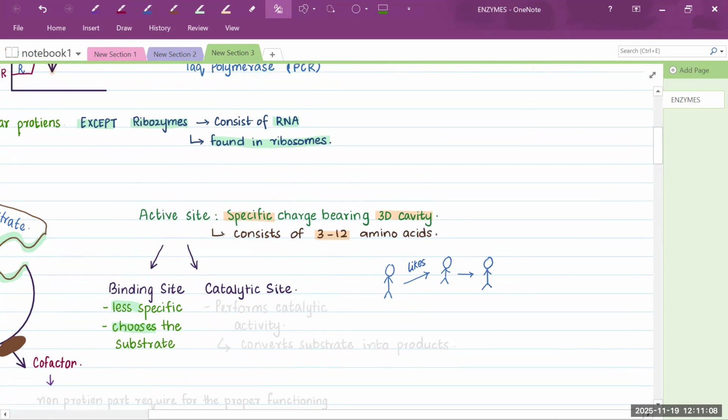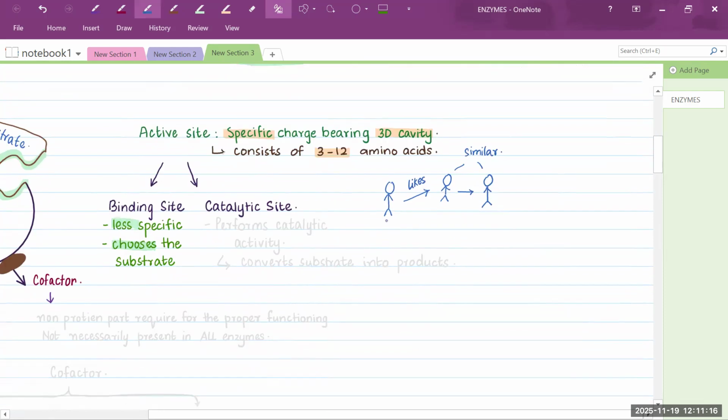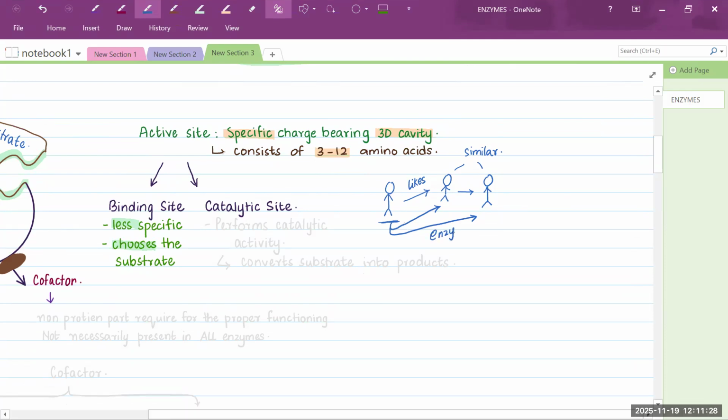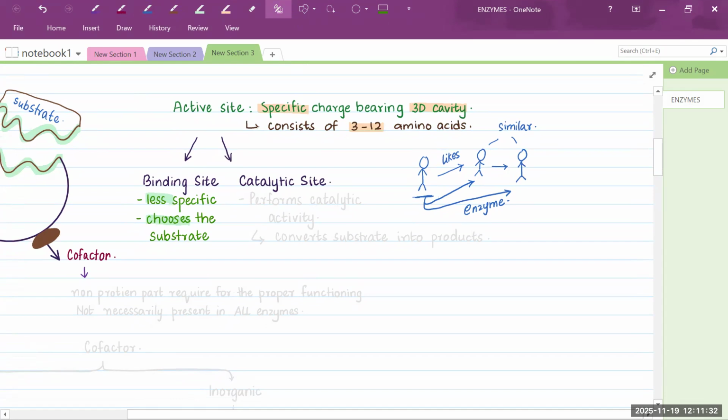So they are similar, right? They're similar, but they're not the same. For example, if this is the binding site, and he sees this person instead of this person, whom he actually likes, he can add that to the enzyme as well, because he just chooses the substrate which is complementary, and this can also be complementary to the enzyme.